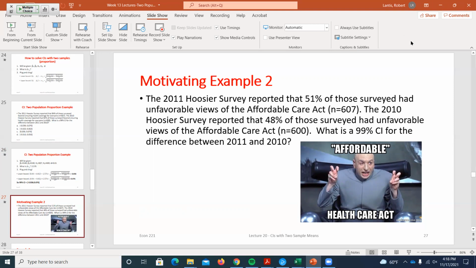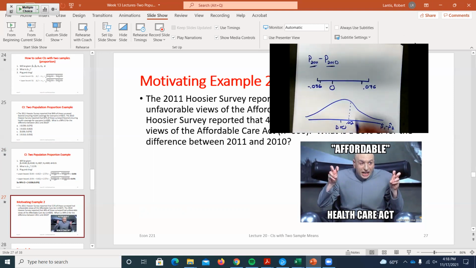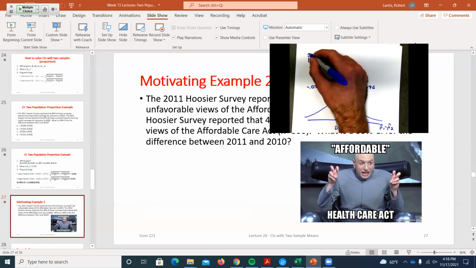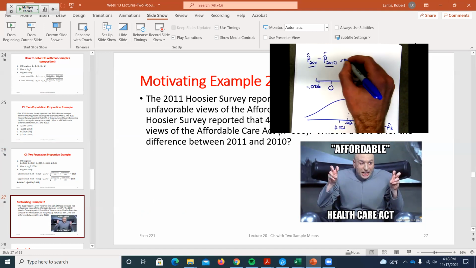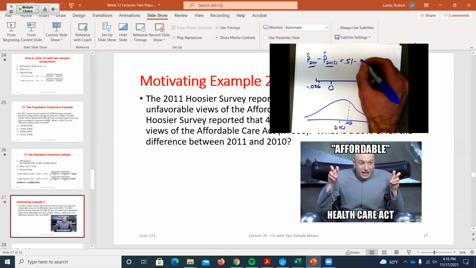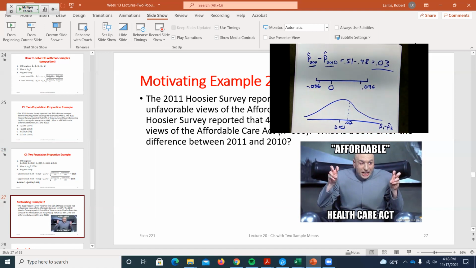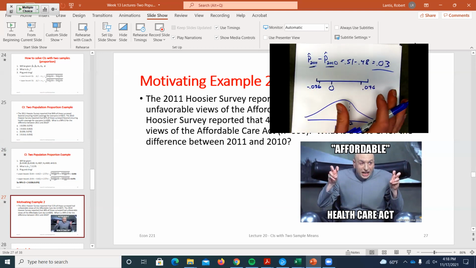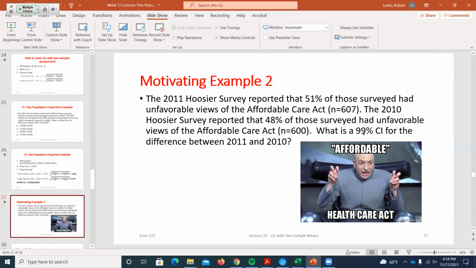So the sample difference I found here, if I'm thinking about the difference that I saw in my sample proportions, 0.51 minus 0.48, should be centered around 0.03. I would then determine what my margin of error is. I would look up that Z value that gives me alpha over 2 in the tail. But if I'm still building the 99% confidence interval, what's that Z value going to be?